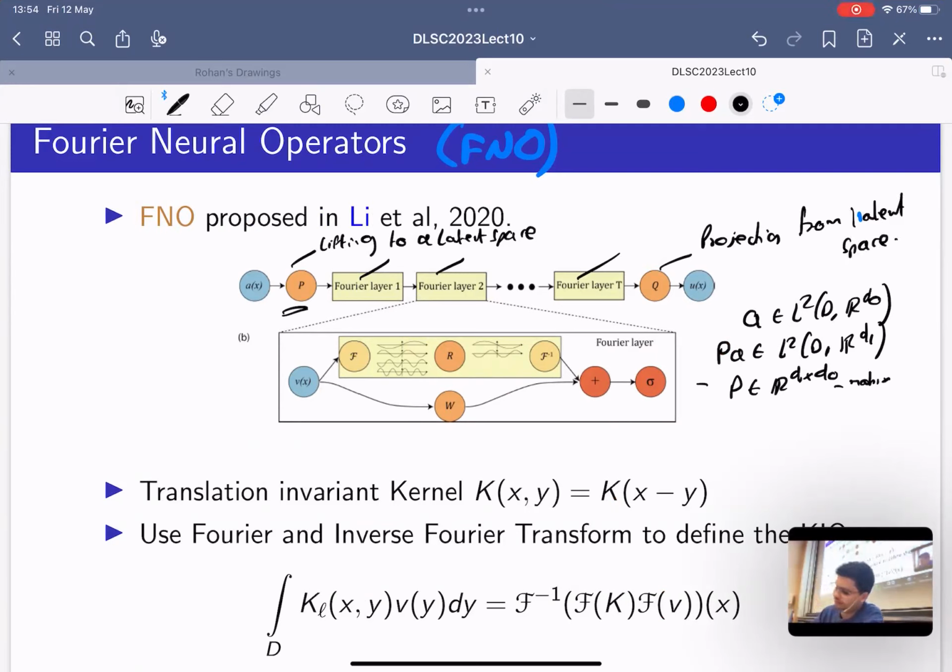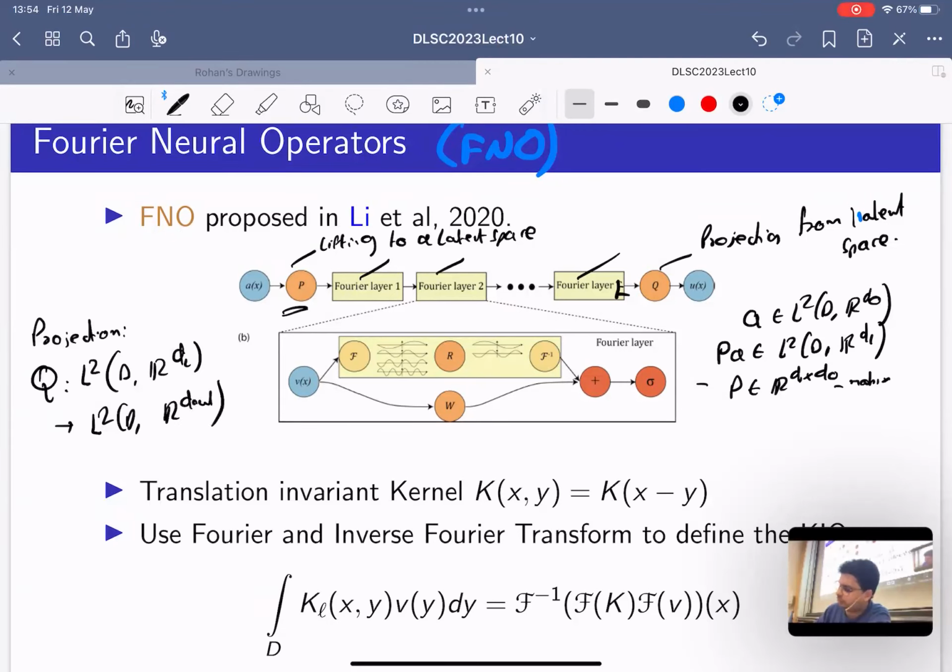So let's say that you do this for L layers. Now the output of this, let me write it here. So projection, P, Q, my apologies. Q is a mapping which takes, let's say L2, it's better than L2, but D_L, back to R^D_out, same kind of thing.